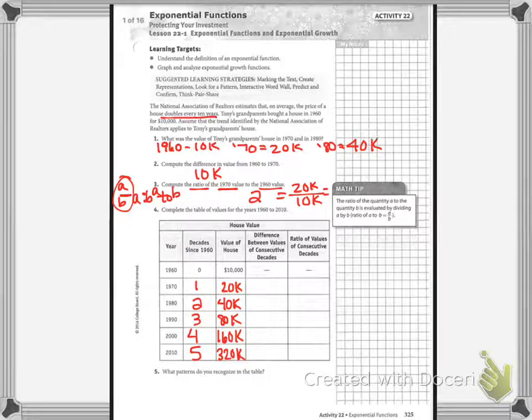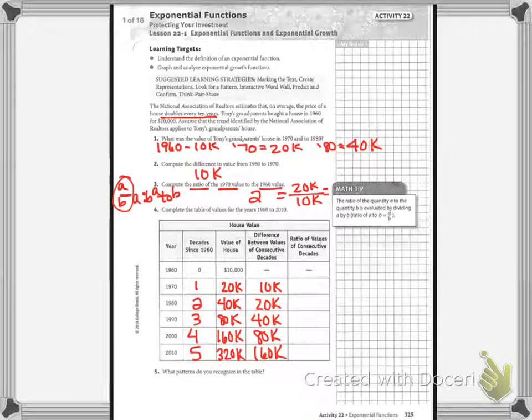So then it wants the differences between the decades. Okay, well, from 10 to 20 is a difference of 10. From 20 to 40 is a difference of 20. 40 to 80 is a difference of 40. 80 to 160 is 80. And then 160.